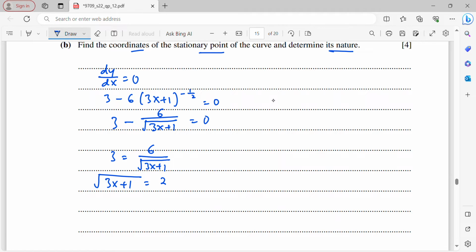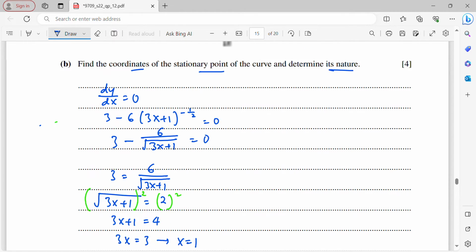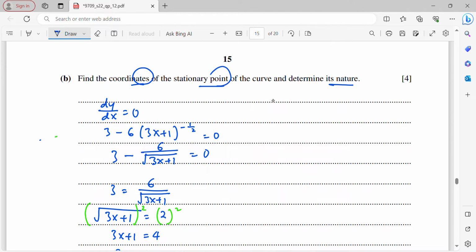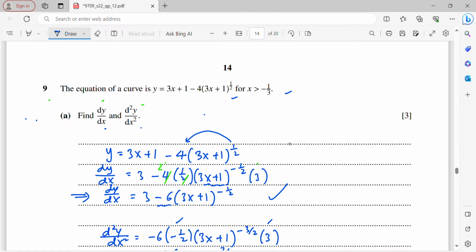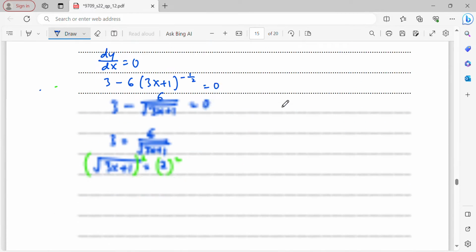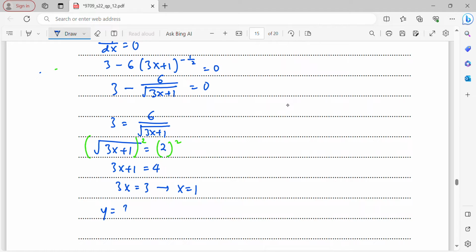Alright, so now to eliminate the square root, I have to square both sides. When you square both sides, the left hand side becomes 3x plus 1, right hand side is 4. So from here, 3x equals 3, therefore x is 1. But the question says, find the coordinates of the point, which means we need to find the y value. So now rewrite the y value: y equals 3x plus 1 minus 4 square root 3x plus 1.